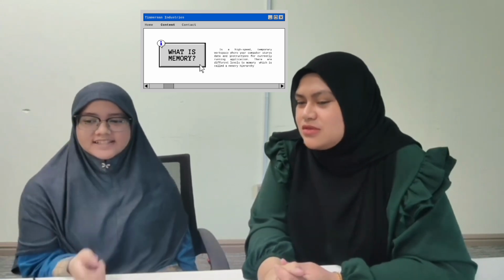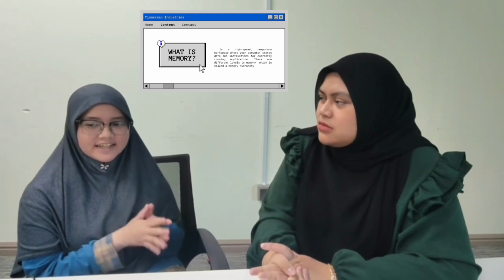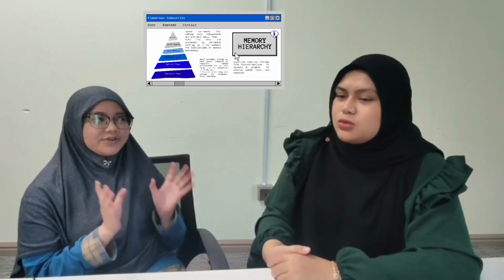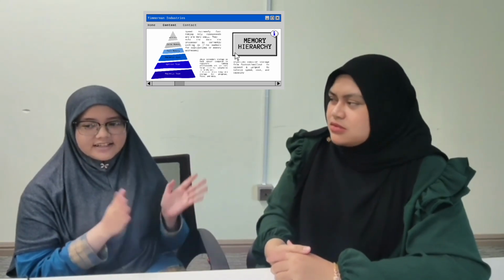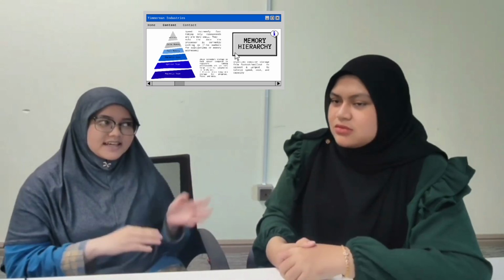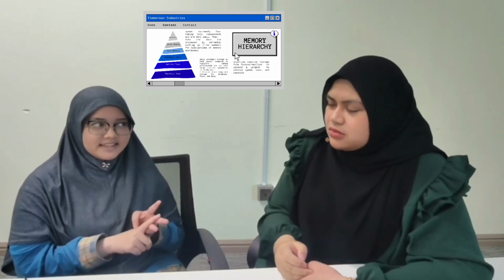No. Well, memory is a high-speed temporary workspace where your computer stores data and instructions for currently running applications. There are different levels of memory, which is called a memory hierarchy. Do you know about it? No, I don't know. Well, a memory hierarchy organizes computer storage from smallest and fastest to largest and slowest to balance speed, cost, and capacity.